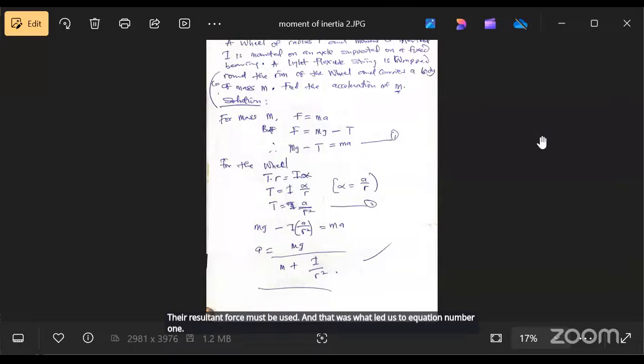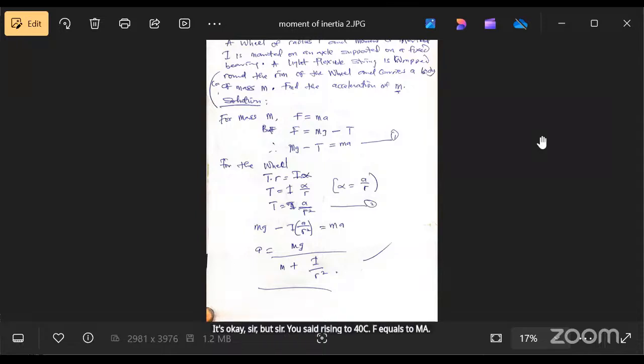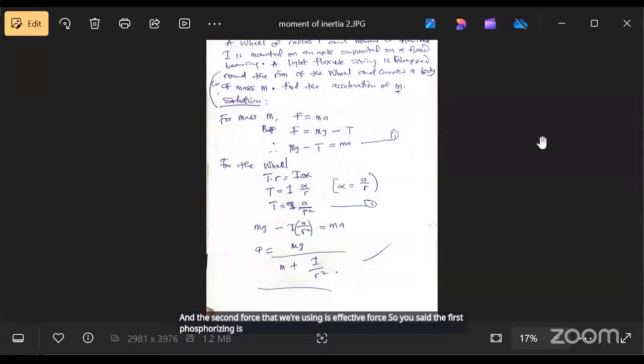Is that okay? Yes, sir, it's okay, sir. But sir, you said we are using 2 forces here: F equals ma, and the second force that we're using is the effective force. Sir, you said the first force we're using is F equals mass times acceleration.